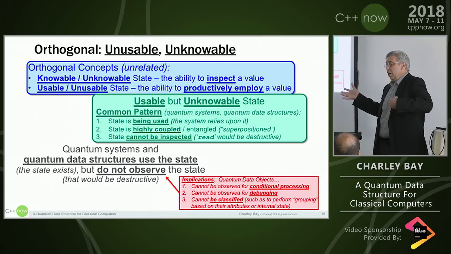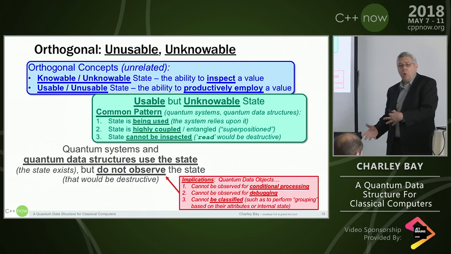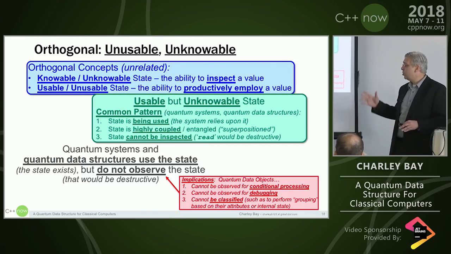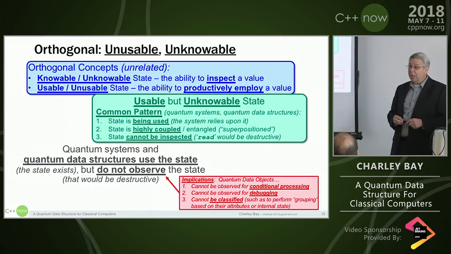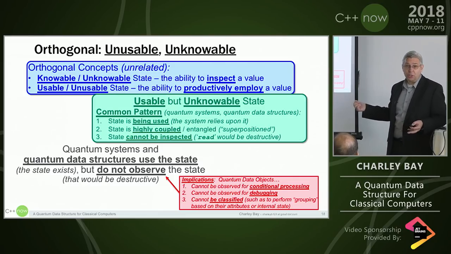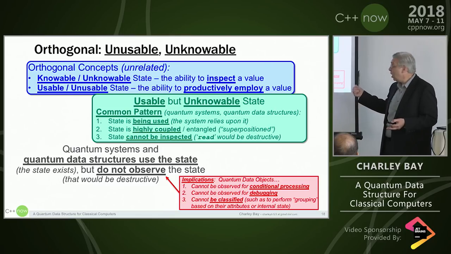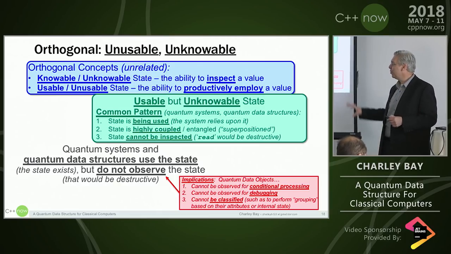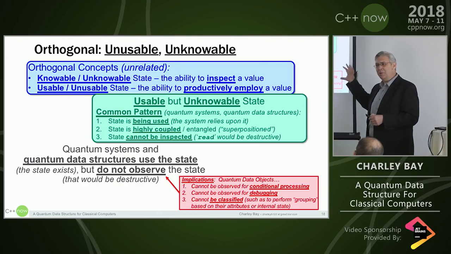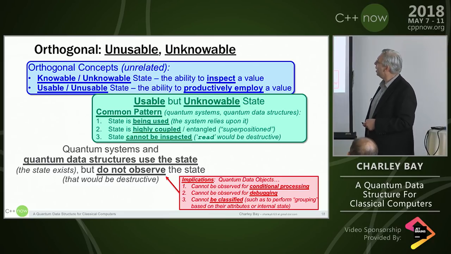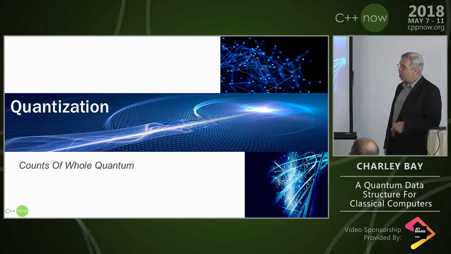You are creating data structures that you are reliant upon, the state's important, but you can't look at it because it's a destructive read, which means there's no runtime classification, your conditional processing is really restricted, your debugging is going to be very limited, you can't have an inspect window, you can't look at it, it's destructive. So that's kind of a challenge, it's kind of weird, but that's where we're headed. Okay, so we use the state, but we can't know what it is.